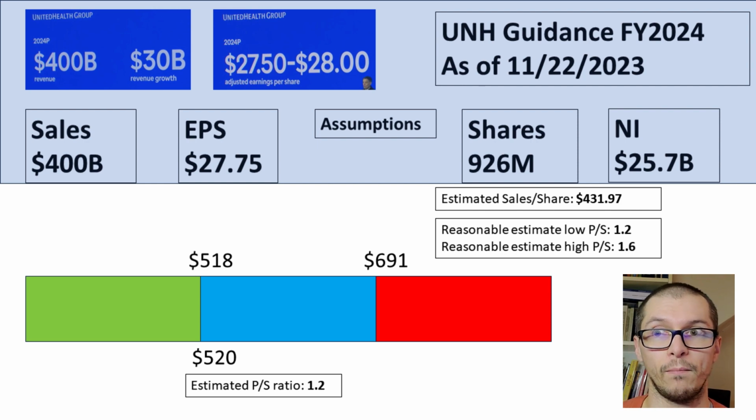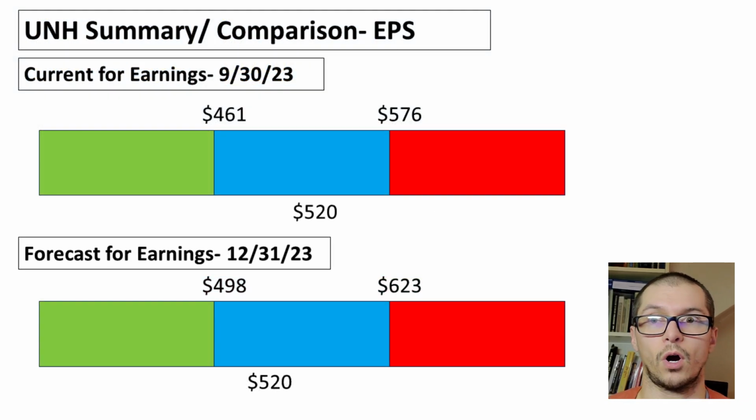$431.97. Then multiplying this forward guidance to our reasonable price to sales range of 1.2 to 1.6 times sales, resulting in a fair value stock price between $5.18 and $6.91. The result being that the current price of $5.20 is within our calculated fair range and near the bottom, heavily favoring the buyer side.